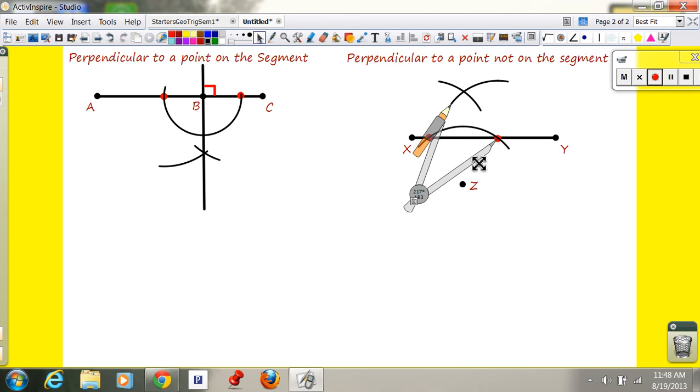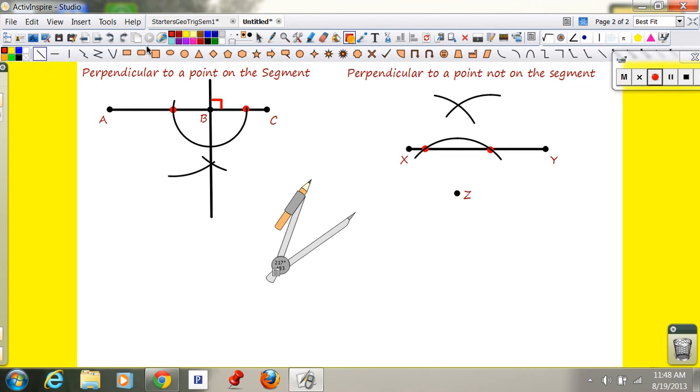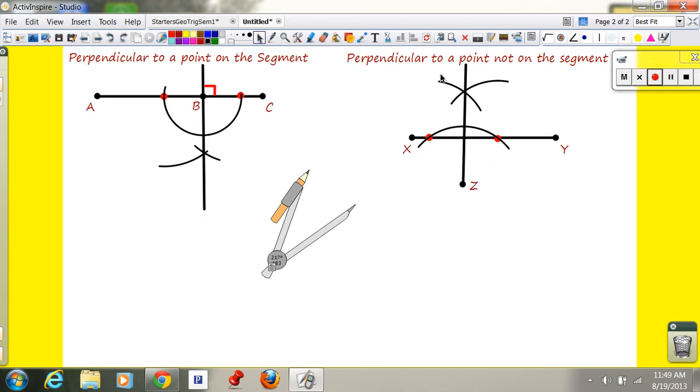And if you did it correctly, when you connect your point Z with your X, you will have a perpendicular line. Now it's not a bisector. We're not cutting the line in half. The only goal here was to make it perpendicular to XY through point Z. That's the only goal we had.